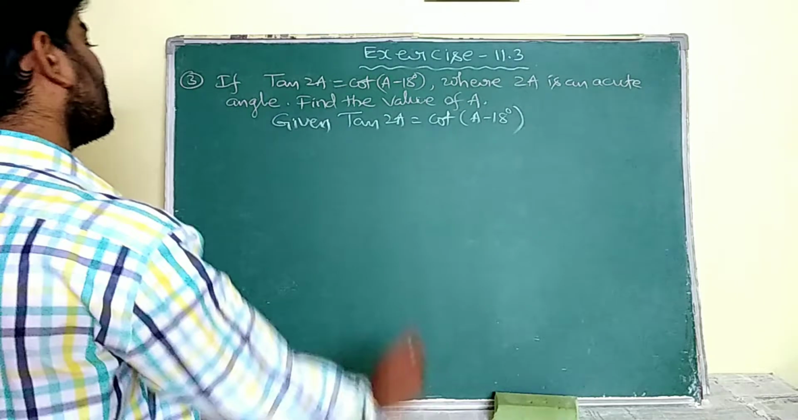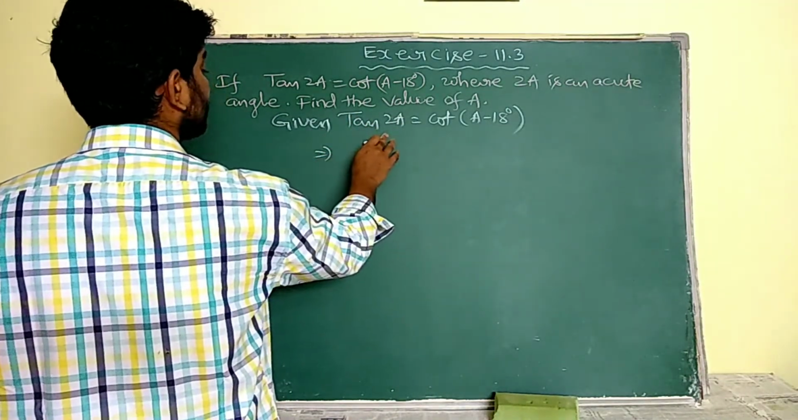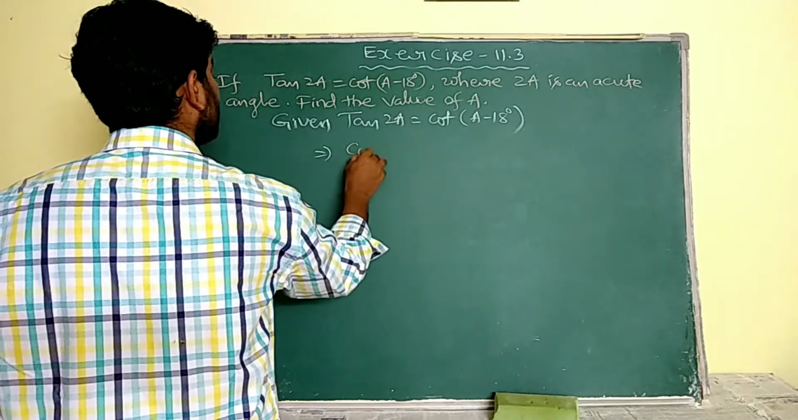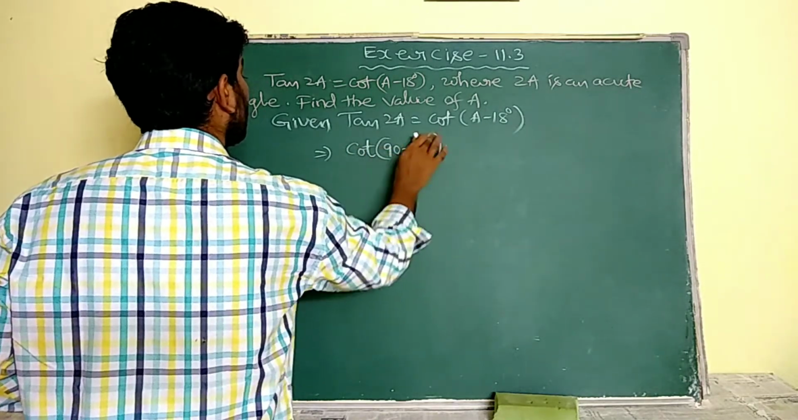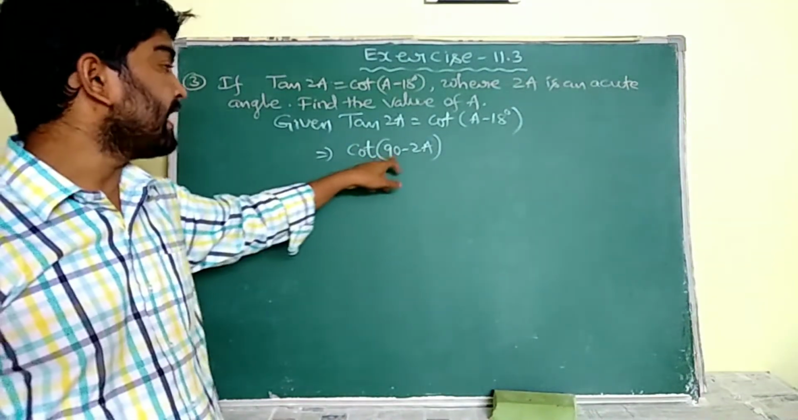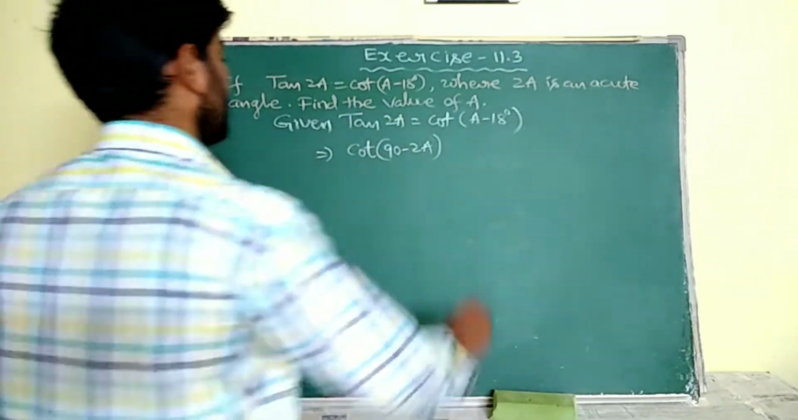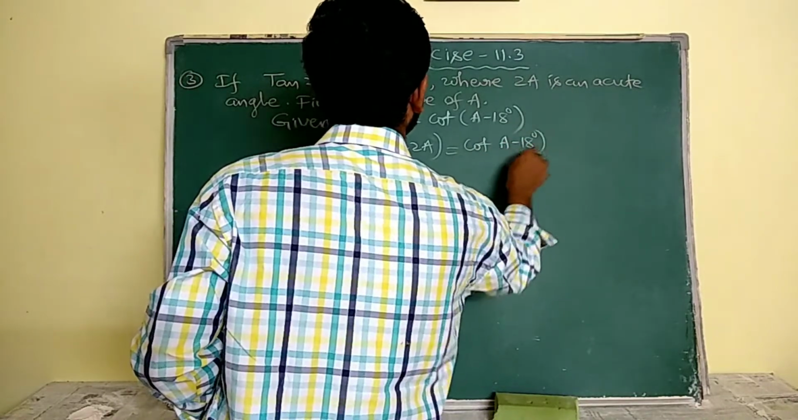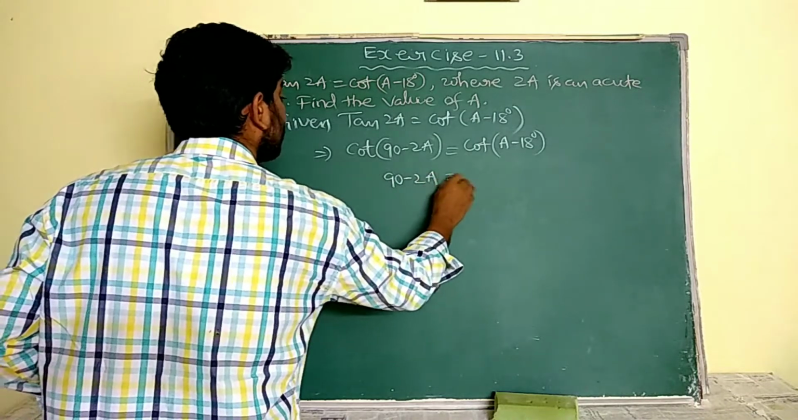Okay, see here I want to convert this tan into cot. So that is why we know that tan theta is equal to cot(90 minus theta). So I am going to express this tan 2A as cot(90 minus 2A). Okay, once you have to check whether the converted value is correct or not. Cot(90 minus 2A) is equal to tan 2A, so it is correct only. And this side I am having cot(A minus 18 degrees). So see, 90 minus 2A, and on both sides I am having the same trigonometric ratio.